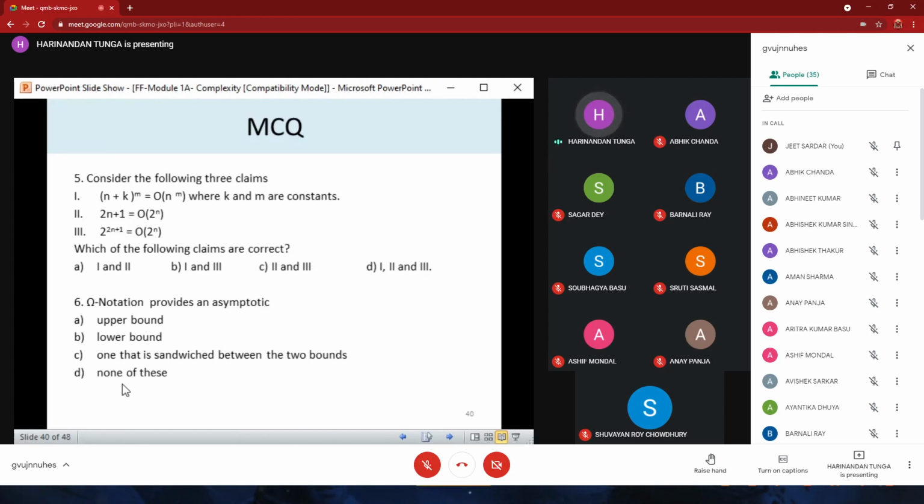Question number 6: big omega notation provides an asymptotic, in the definition, remember it, the c into, মনে আছে তোমাদের? The lower bound. Yes, lower bound. It provides an asymptotic lower bound. Upper bound is big O notation. Okay.